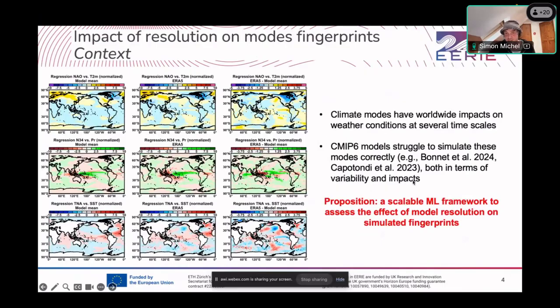There have been some studies that showed that climate models often struggle to simulate those modes. Here on the left, you have a figure: on the top, NAO against temperatures, then ENSO against precipitation, and tropical North Atlantic against SSTs, with the model mean on the left, ERA5 in the middle, and the differences on the right. You can see that there are some notable differences between models and between the observations. So we were wondering whether we could propose some machine learning to make a global assessment of how models simulate the fingerprints, the weather impacts of the modes.